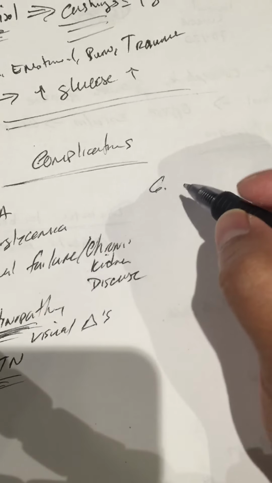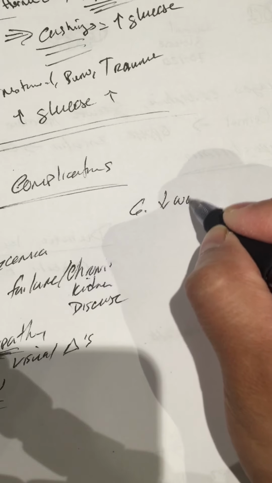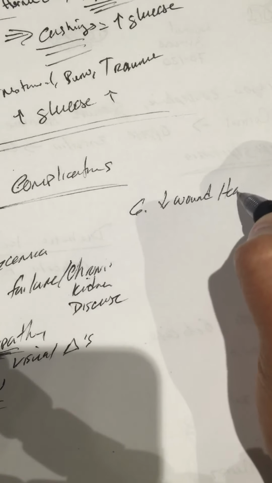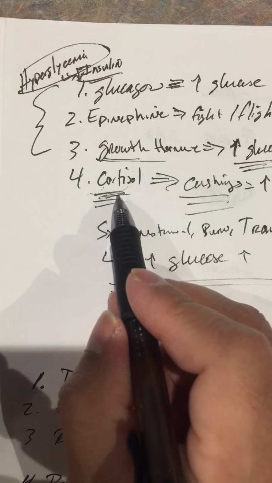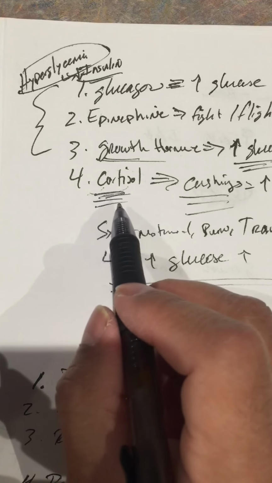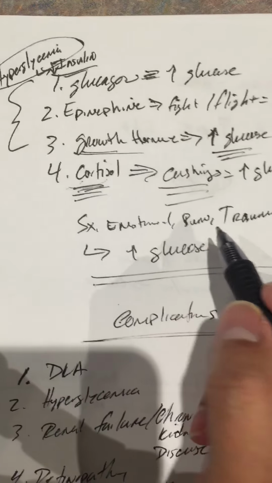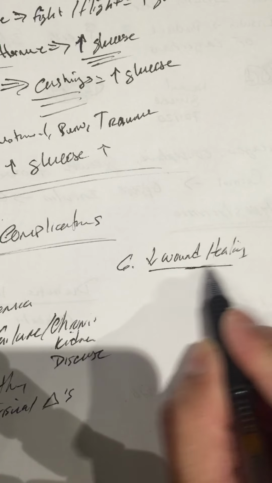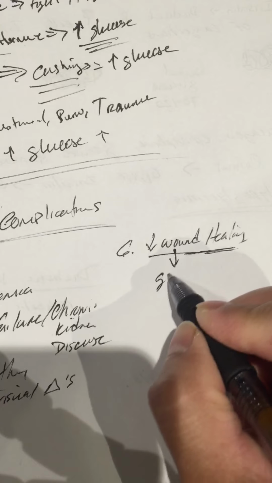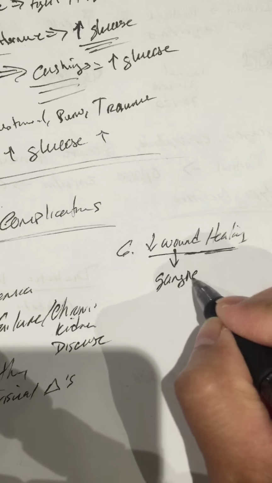Number 6, decreased wound healing. This has to do, part of it, with cortisol. Cortisol causes immunosuppression, decreases your immune system. Not only that, but you have glucose in the body. Bacteria loves glucose, so you're going to have decreased wound healing time. And along with this, you have the potential of suffering from something like gangrene.